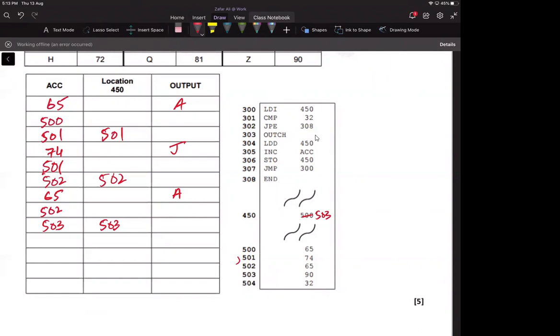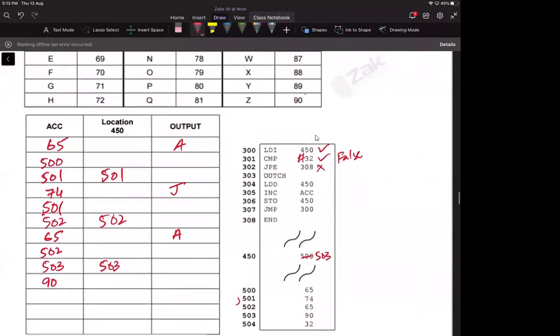It says 503, we go to 503, and we load what? 90. Compare with 32, we compared it with 32. It is false because we have got 90 in it. We would not execute JPE. Then we will output it. So at 90, it is Z. So Z will be output. Okay, so at 90, Z will be output.